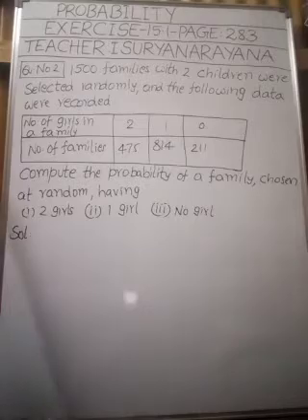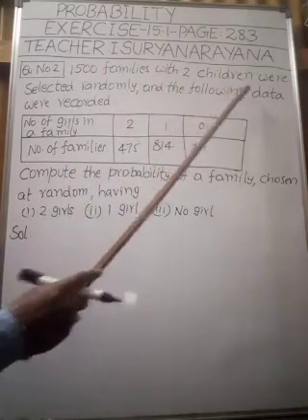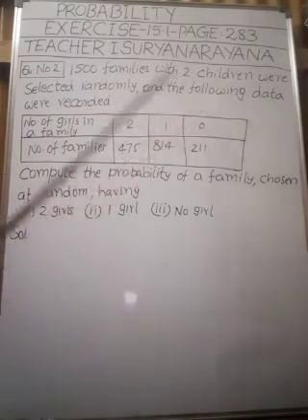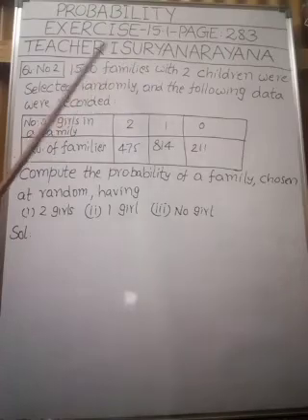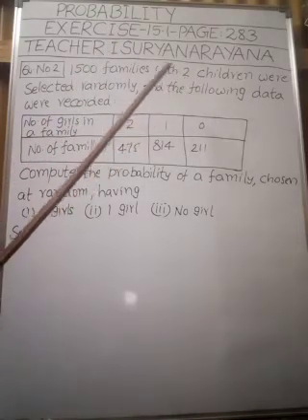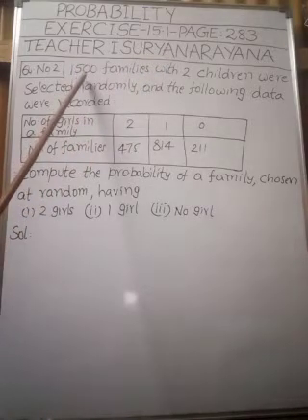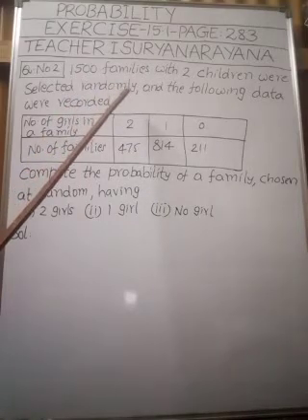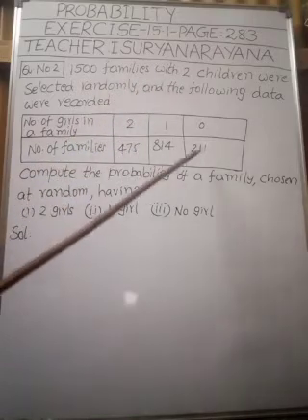Right. Now come to the question number 2. Second question. 1500 families with 2 children were selected randomly and the following data were recorded. Okay, my children. Here 1500 families were selected with 2 children. In every family 2 children are there. So such 1500 families are there. We have selected by chance. Randomly means choosing by chance. Then we have recorded the data.